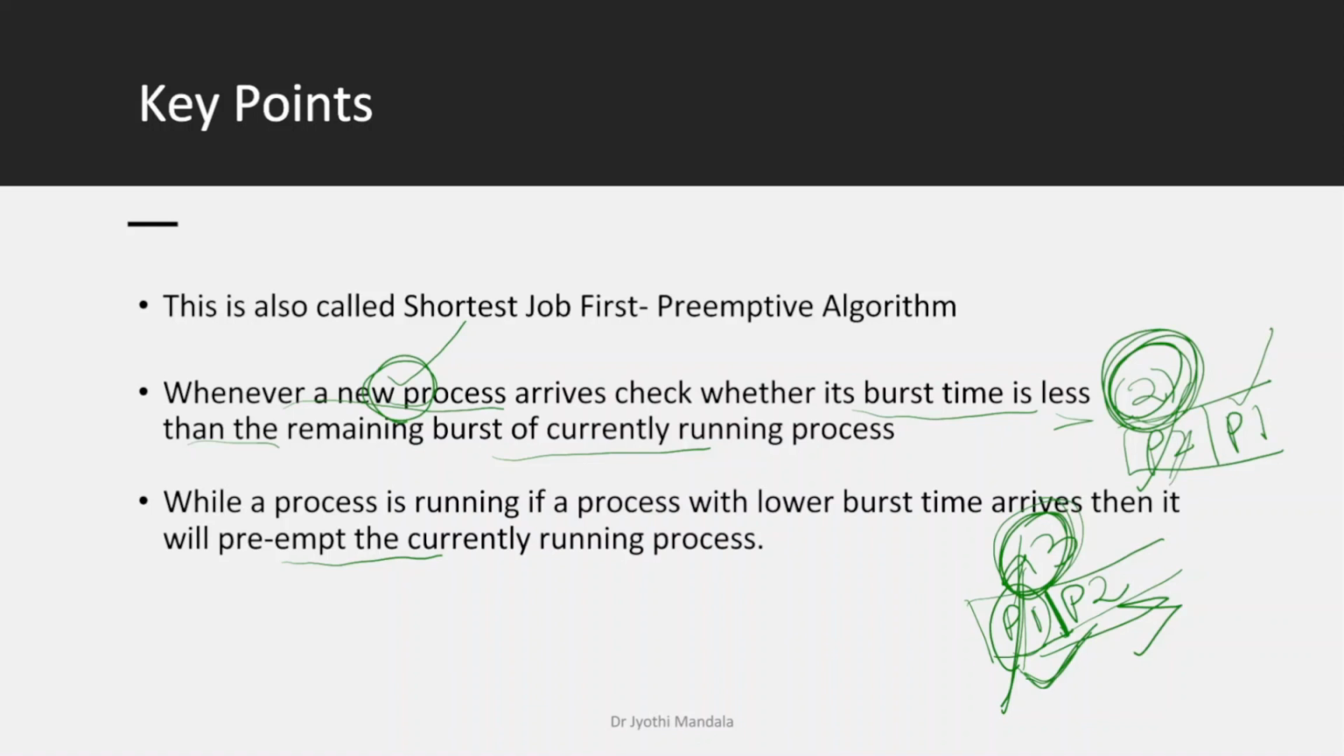Okay, so to make this even more clear, let us run through how this shortest remaining time first works. Remember, shortest job first preemptive is also called as shortest remaining time first. Why is it called shortest remaining time first? Because whichever process has the least remaining time, that will be executed. That's why it is named as shortest remaining time. This is a preemptive algorithm. This is also called as shortest job first preemptive algorithm.